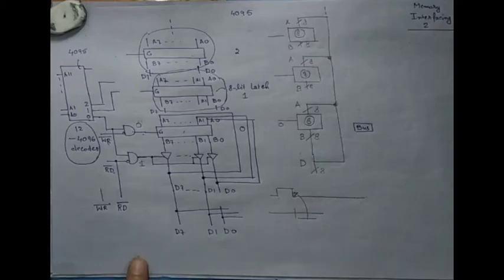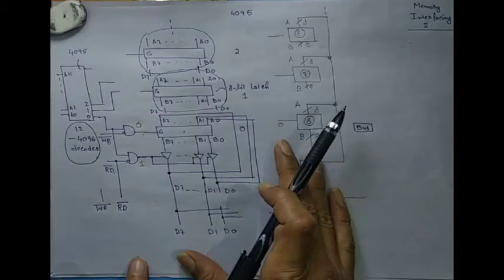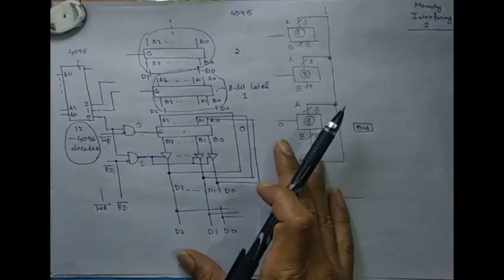This is the second class of memory interfacing. In my first class, I had forgotten to mention, while I was discussing this particular scheme of internal implementation of RAM, a 4 kilobyte RAM in our example, that I had forgotten to include the chip select signal in my circuit.